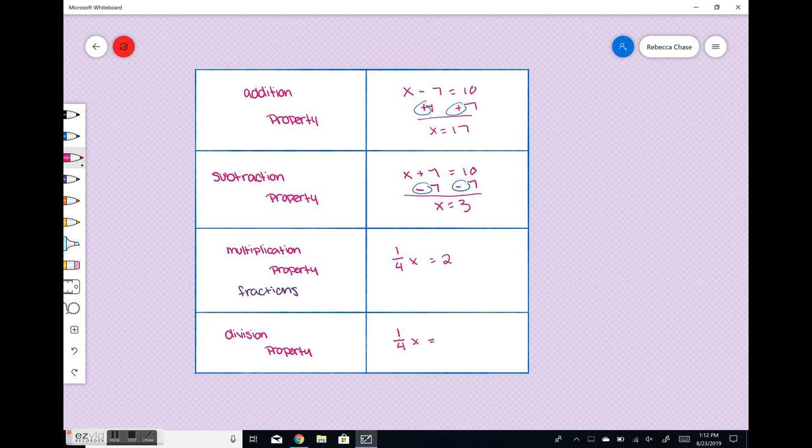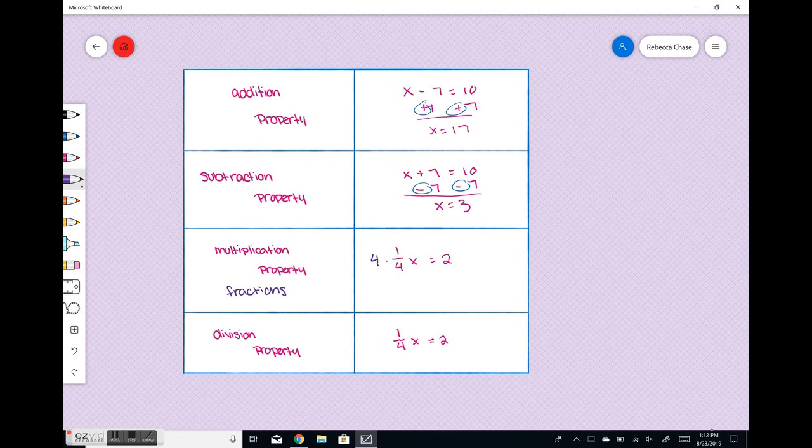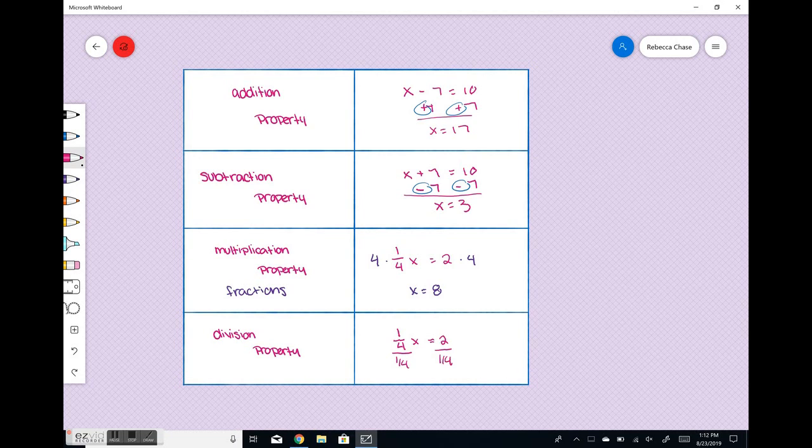There are two different ways that I could solve this. Okay, the first way would be to multiply by 4 on both sides. So I would end up with x equals 8. Okay, or I could use the division property and I could divide by 1/4 on both sides. But if you plug that into a calculator, you're going to realize you're still going to get x equals 8 for your answer.